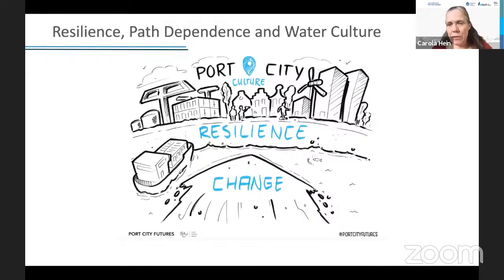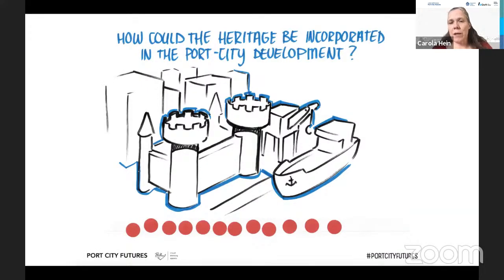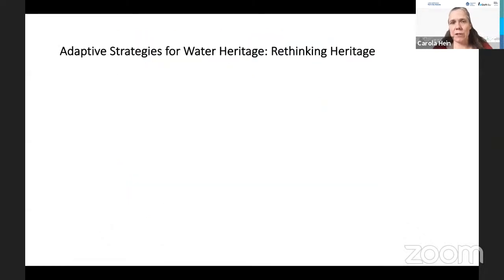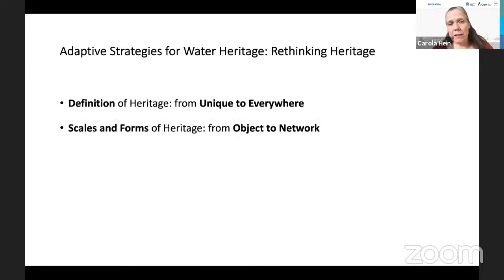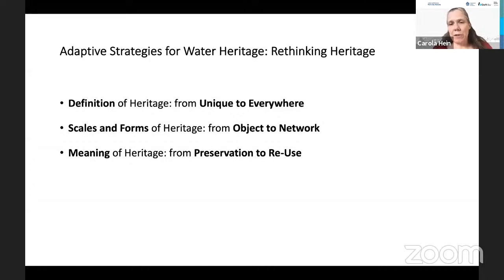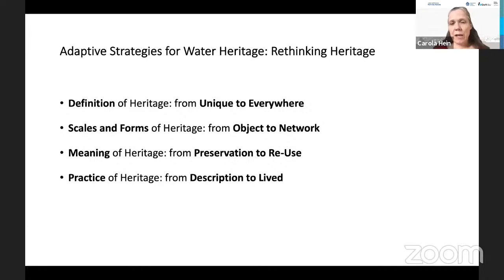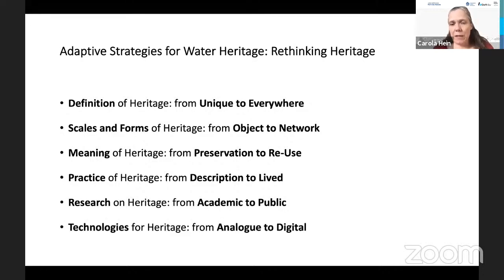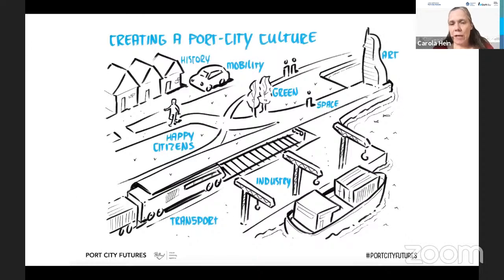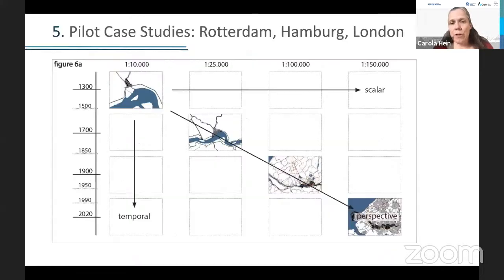So in our project, in which we look at port cities in particular, we're trying to see what role path dependence and water culture play in port city development. And so the question there is, how can we bring in the heritage component in this water and culture network? What is important to me to point out is that we are looking not only at World Heritage sites, but at heritage on a larger scale in the built environment. We are looking from object to network, from preservation to reuse, and from description to making it part of what we are actually living, so taking it out from the academic to the public level, and using the power of big data to create this port city culture, including for major ports.